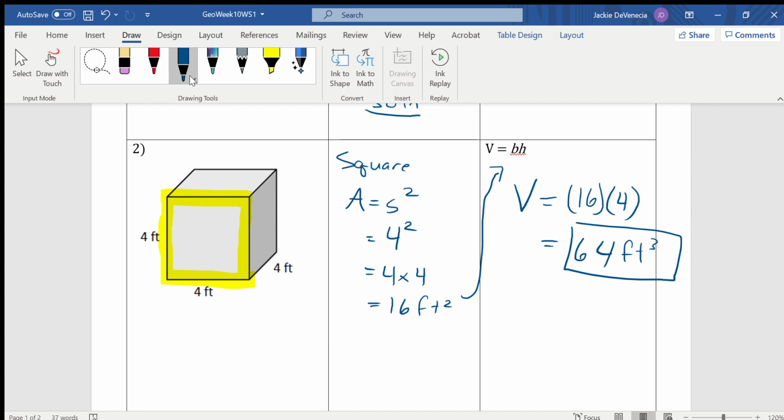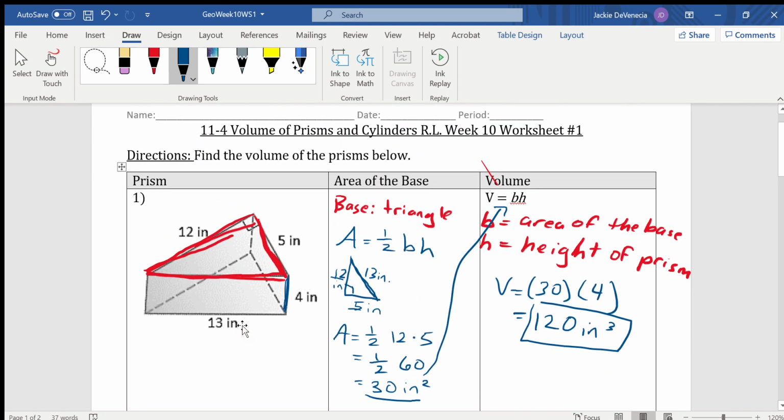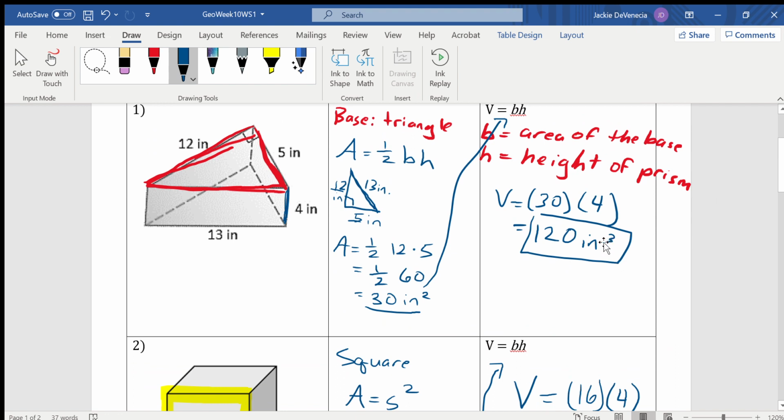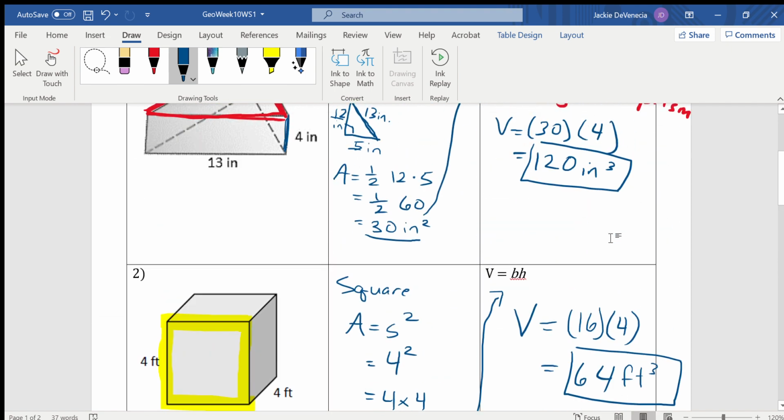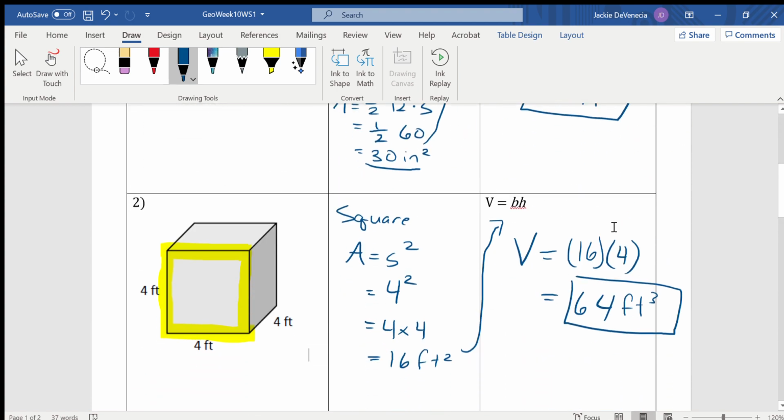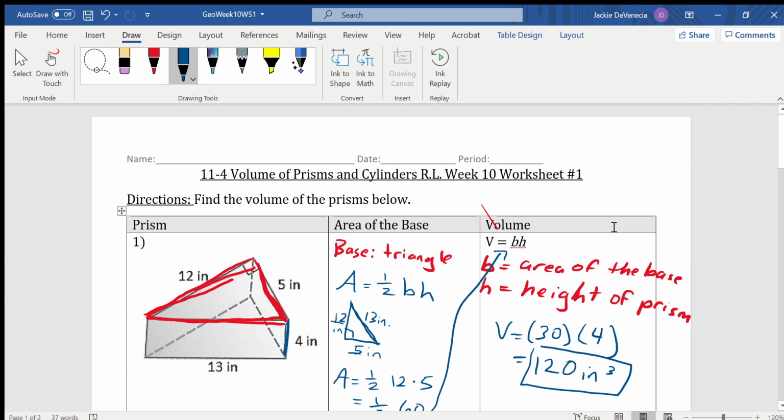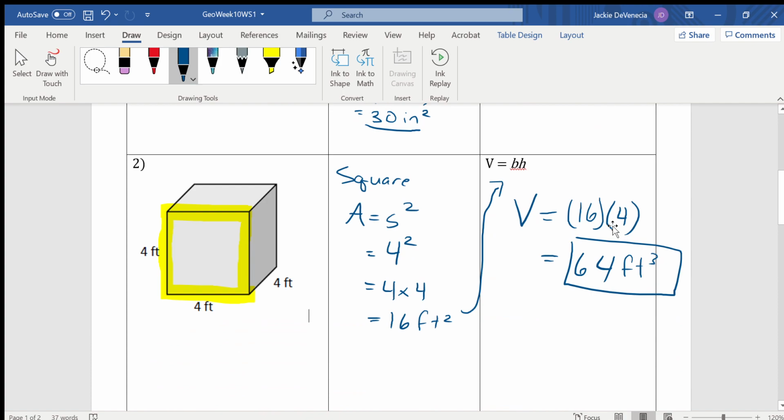Now, whenever I have the volume of a cube, it's going to be feet cubed. Sorry, whenever we're dealing with any sort of volume, whether it be with the cube or the triangular prism, your notation is going to be 3, because you're dealing with 3 dimensions. Okay. All right. So these are just examples similar to the questions you're having today, and that's it.